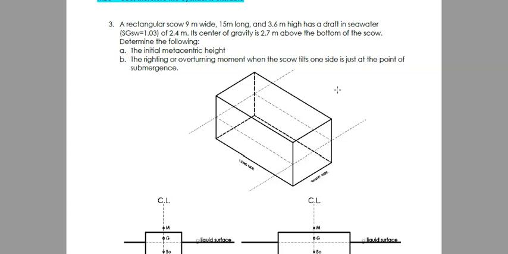Let's proceed to the third illustrative problem. Let me read it for you. A rectangular scow 9 meters wide, 15 meters long, and 3.6 meters high has a draft in seawater. The specific gravity of seawater is 1.03. The draft in seawater is 2.4 meters. Its center of gravity is 2.7 meters above the bottom of the scow.